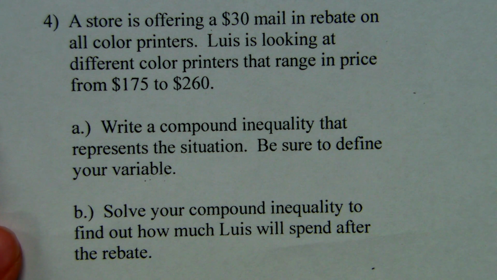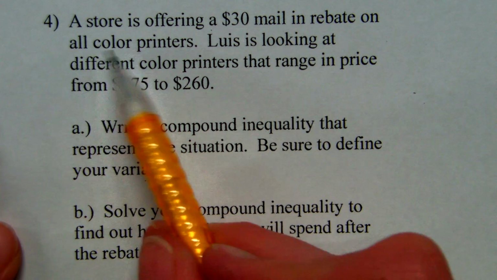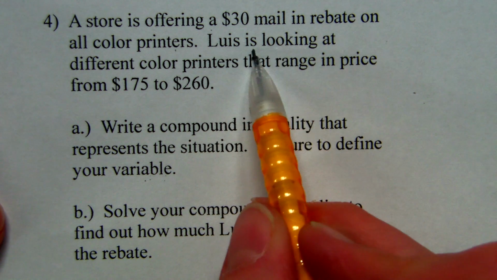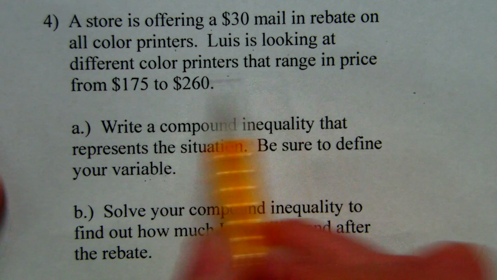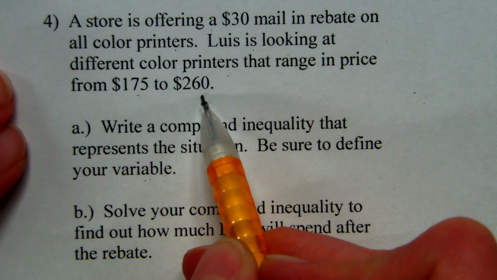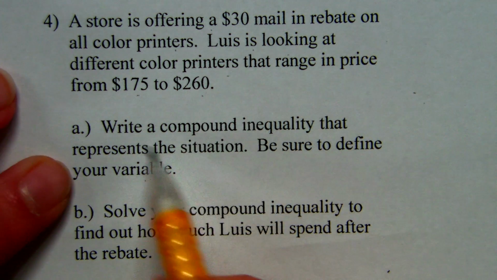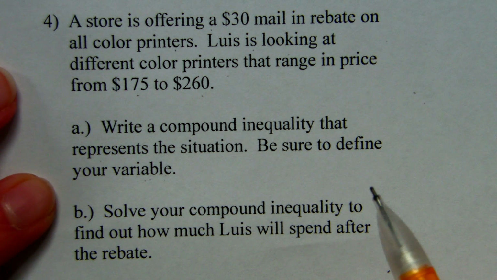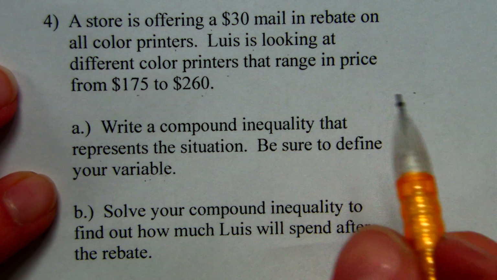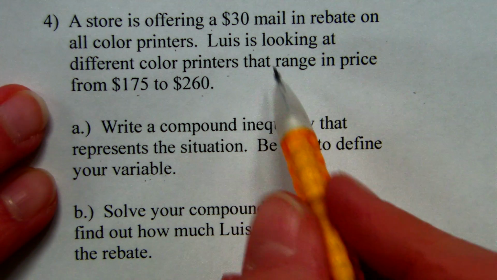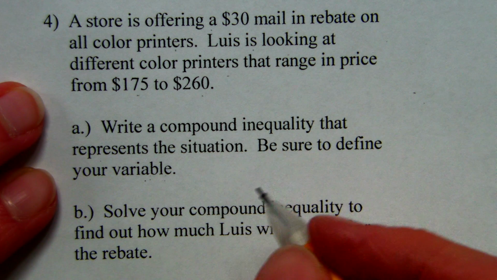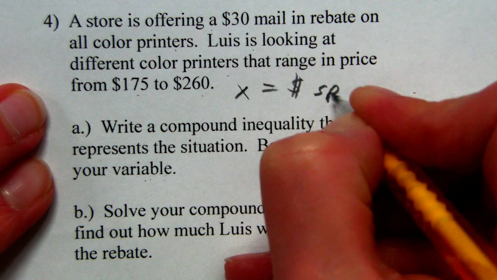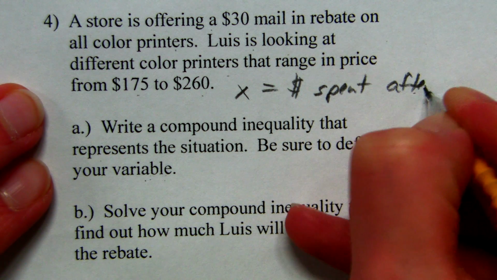A store is offering a $30 mail-in rebate on all color printers. Yay. Louis is looking at different color printers that range in price from $175 to $260. So we've got another range there. Write a compound inequality that represents the situation. Be sure to define your variable. So I'm going to make my variable the money spent after the rebate. So I'm going to say x is the money spent after the rebate.